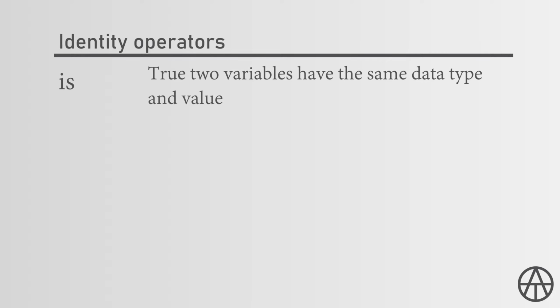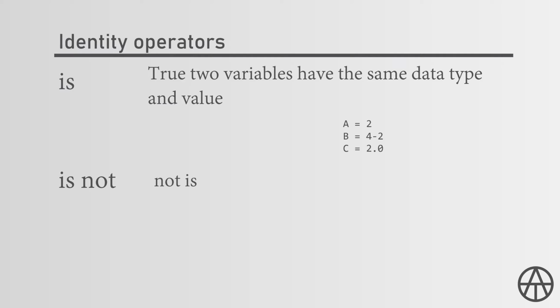And then we have the identity operators, and it checks if two things are actually the same thing. Two things are the same thing if they have the same data type and value, and those are the things that it checks. Okay, and the is not is just a not of is. So always when is is true, is not is going to be false, and vice versa.